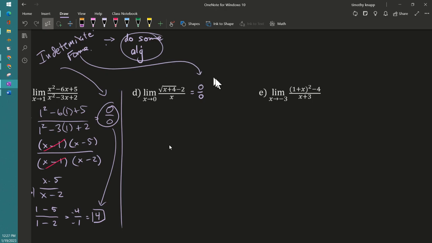So what do I have to do? Algebra. So limit as x approaches 0. I'm going to do some algebra. The square root of x plus 4, minus 2, over x. Now, for this particular question, the technique that you want to do is multiply by the conjugate. This is the square root of x plus 4, plus 2, over the square root of x plus 4, plus 2, okay?